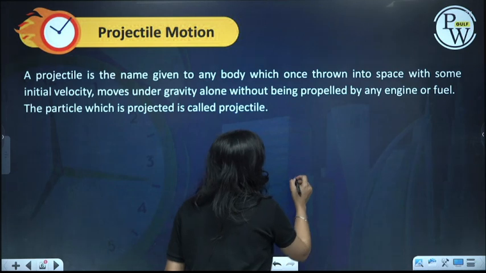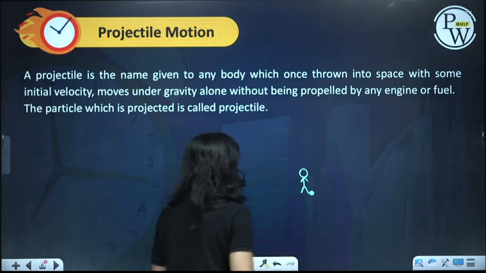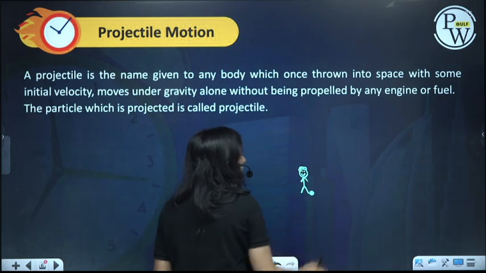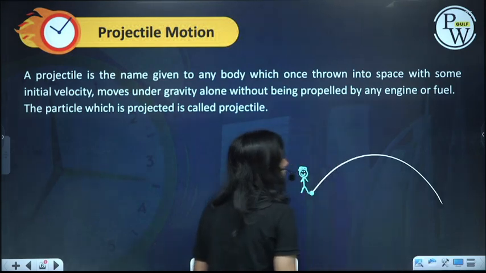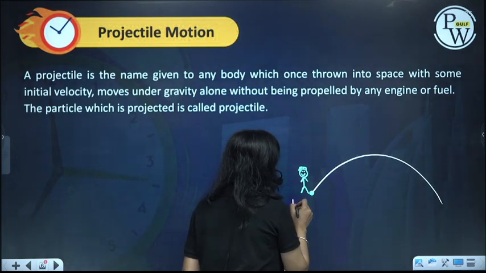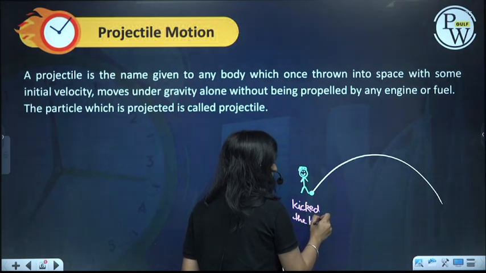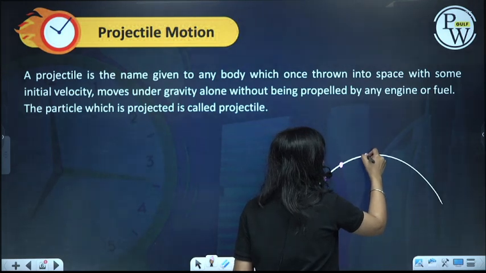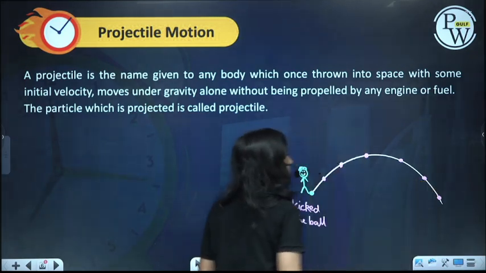We threw a ball. So we have a child, a girl or a boy, anyone. This child kicked the ball, and the ball followed a trajectory like this. It moved like so. When my ball is moving like this, is there any force acting on the ball?